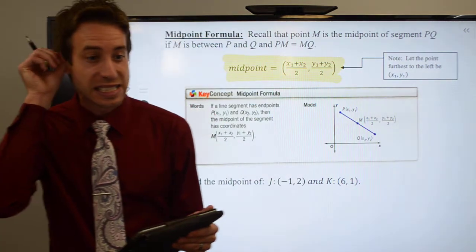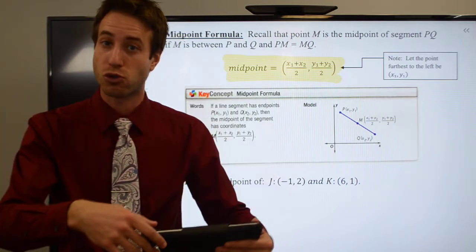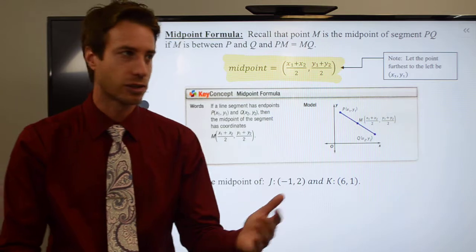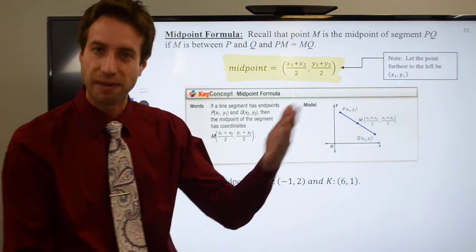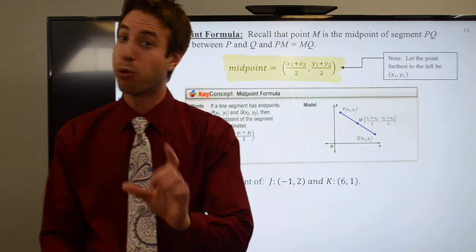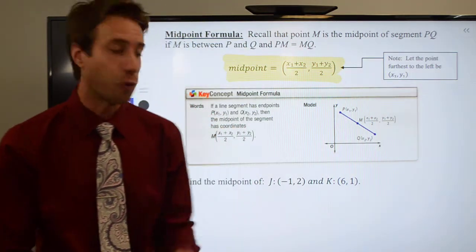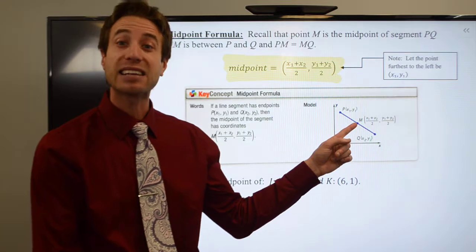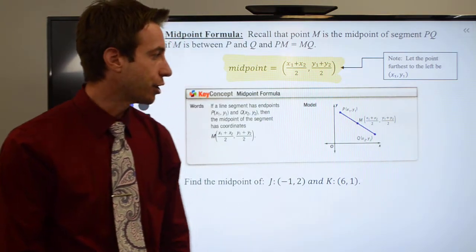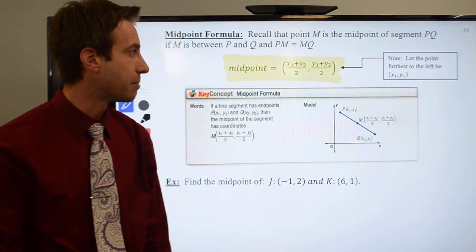And the hope is this: when we do eventually get to subtracting, it hopefully will make the numbers come out a little bit nicer. It doesn't always work, but anyway, the point farthest to the left is what I'll generally make x1, y1. So the way the midpoint works is you're looking for the point that is exactly halfway between P and Q. And the way that we find it is given to us by the midpoint formula.